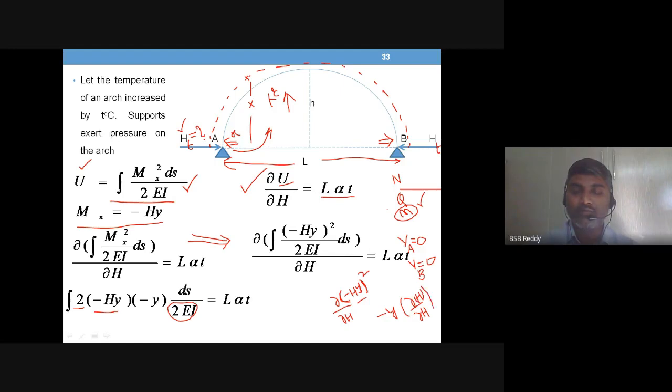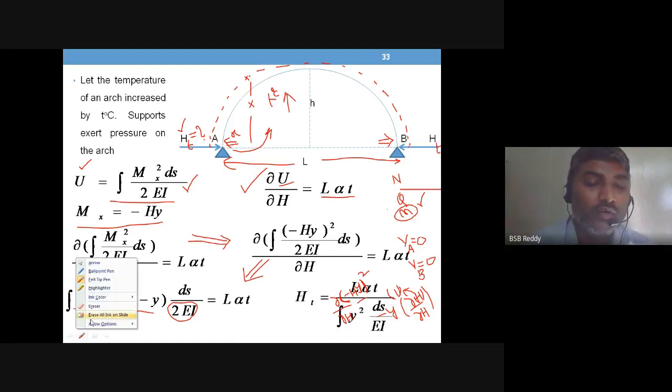Okay. So ∂/∂x of x, how much? 1. So minus y into this value will be 1, right? So that's why minus y has come, and ds divided by 2EI Lαt. Okay. So this is how this is being differentiated.